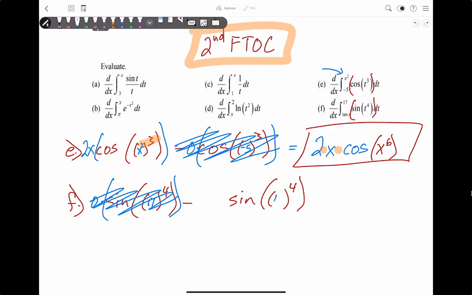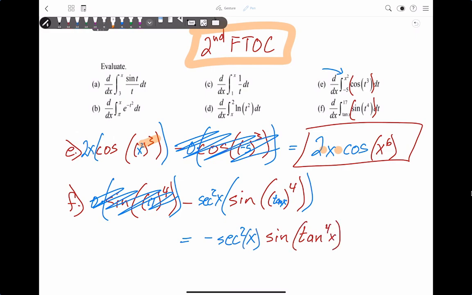Now when we plug in tangent of x, we have to remember the derivative of tangent. The derivative of tangent is secant squared of x. So our answer for this one is going to be a negative secant squared of x, multiplied with sine of tangent of x raised to the power of 4. So parentheses would be located there, and multiplication would be located only there. So the answer would look something like this.